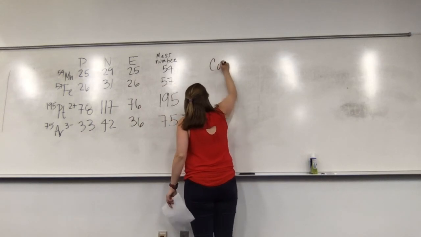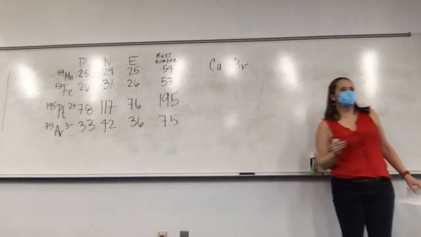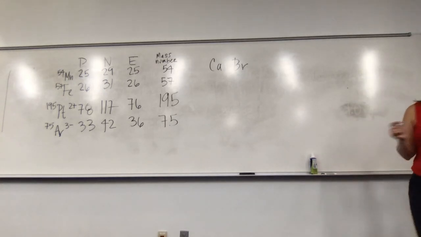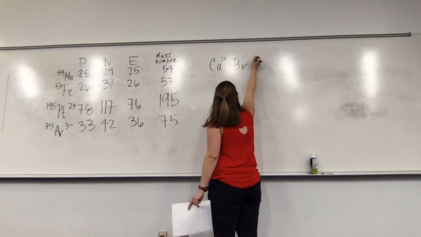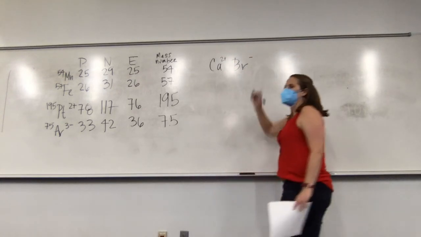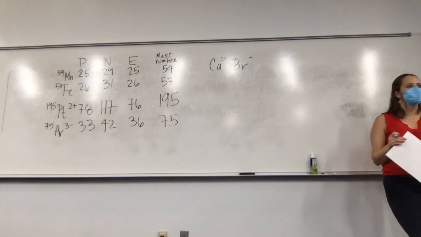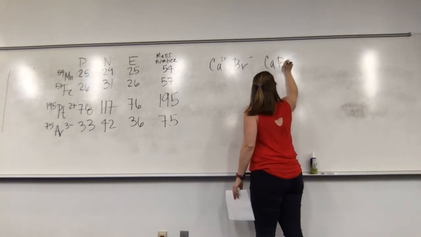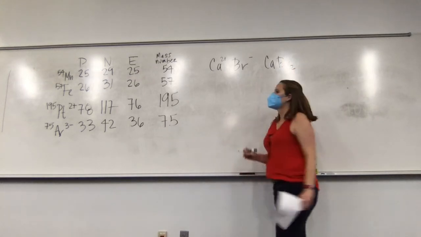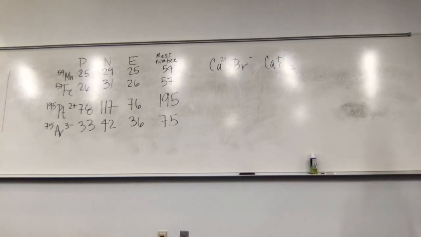So for calcium and bromine, what is the charge on calcium? 2+. What about bromine? So how many bromines do you need in order to create a neutral compound? 2. So your chemical formula would be CaBr2. What questions do we have about this type of question thus far?